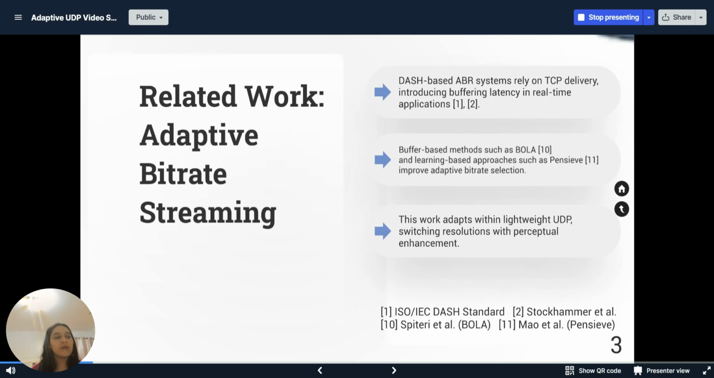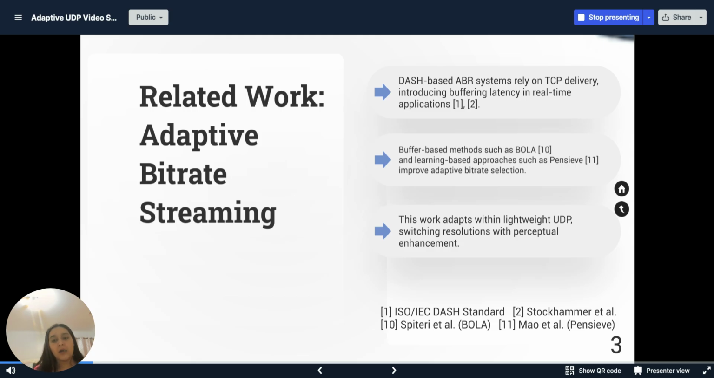So moving on, before coming up with this system, we tried to analyze existing systems. We understand what's happening. So we looked at the networking side, and that's where we looked at adaptive bitrate streaming. We see that DASH-based ABR systems rely on TCP delivery, just like we said, which introduces buffering latency in real-time applications, and that has been discussed a lot by researchers, and even in standards, we know that. And then we explored how we can move off of that.